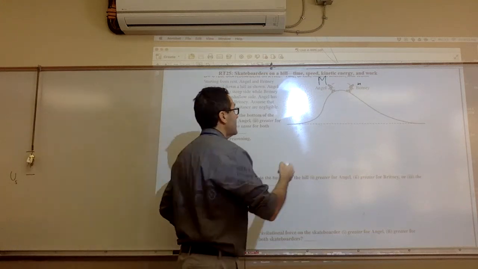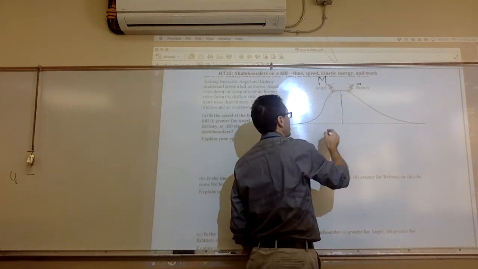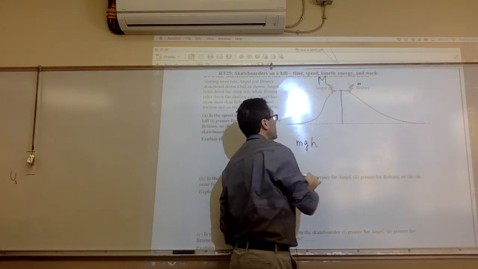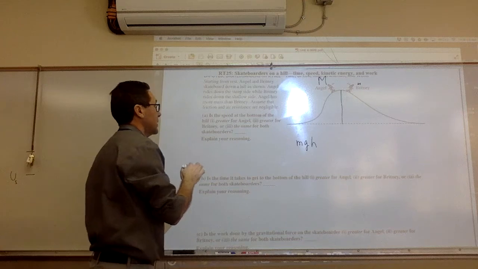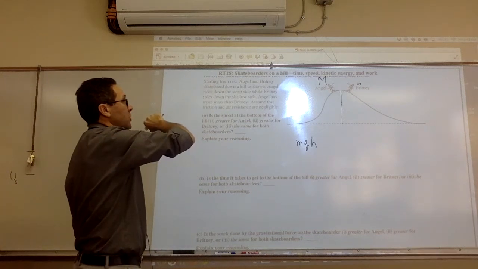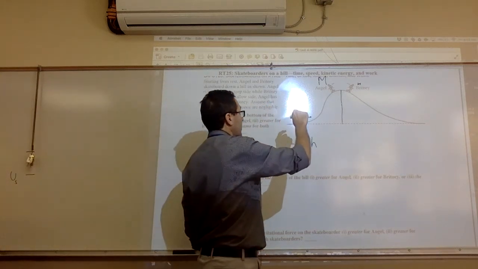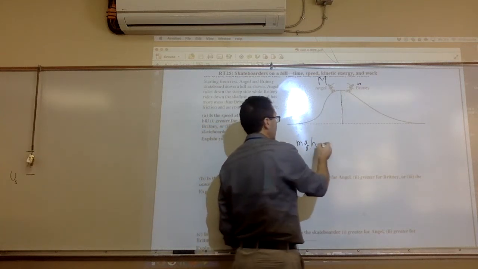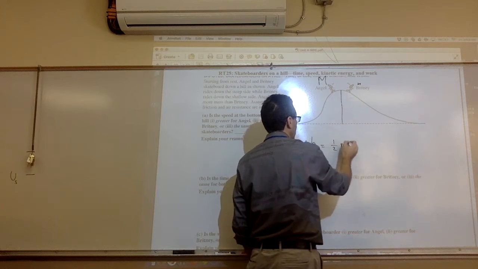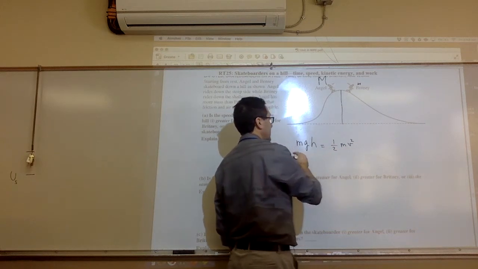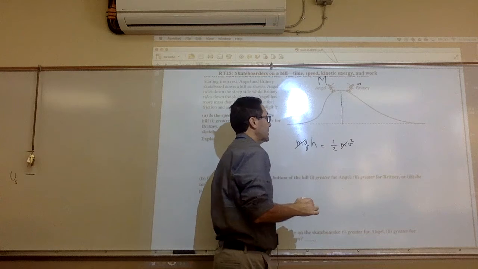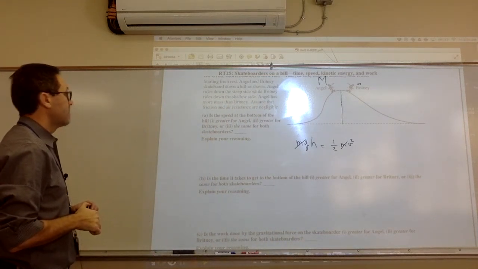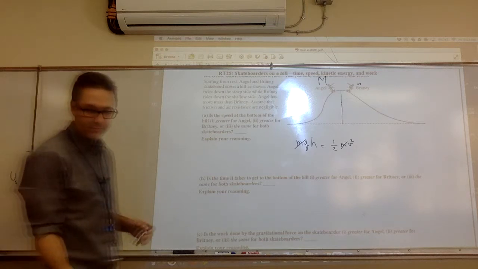Well, they don't have the same gravitational potential energy, because Angel is heavier. But I can write the conservation of energy and say, gravitational potential energy is mgh, and that has to equal 1/2 mv squared, right? So the mass is irrelevant. So at the bottom, they should have the same speed, okay?